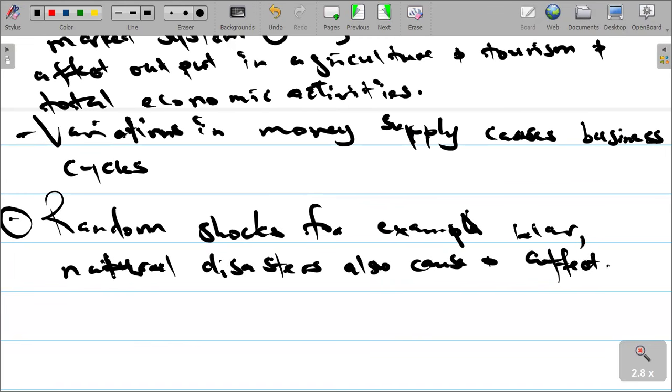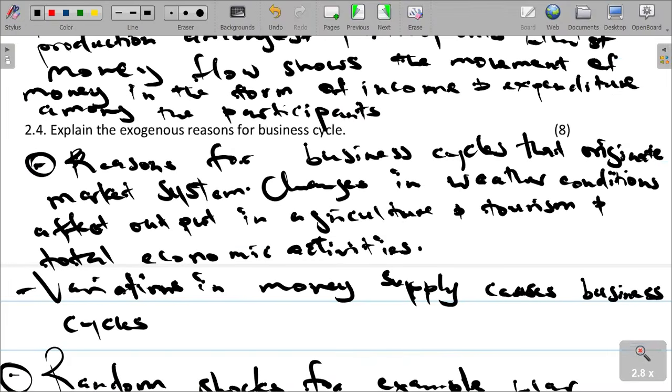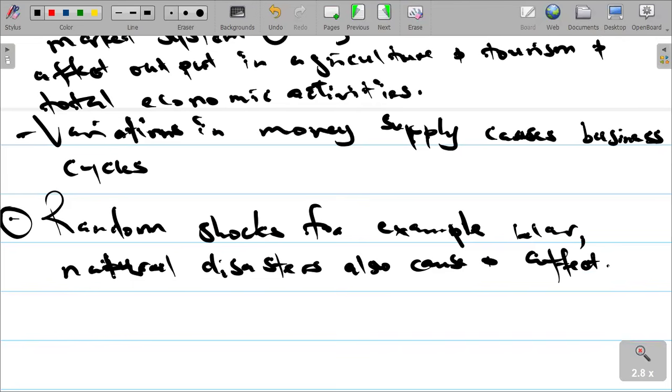We see, for example, that people are not able to produce and work efficiently and effectively when there is war. And also we are seeing natural disasters, such as floods and so forth. They do affect the supply of certain commodities at the market. These are factors which originate outside the market system, but they do affect our business performance.